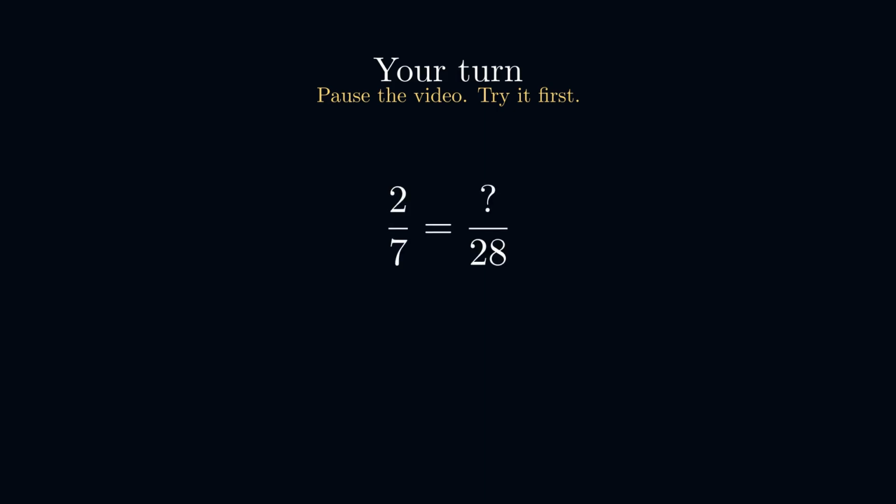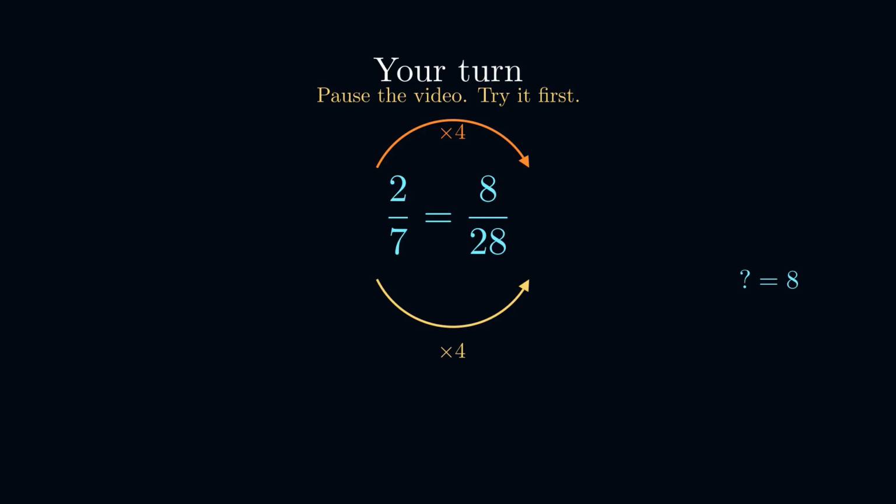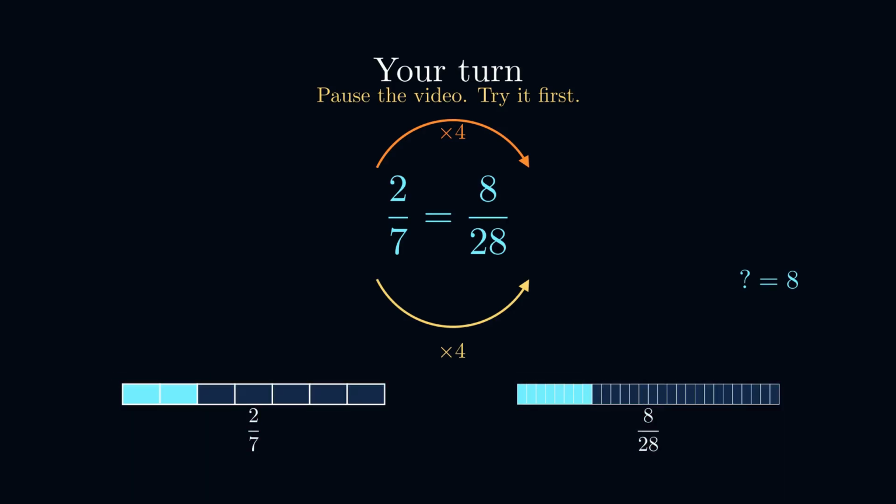First question, 2/7 equals what over 28? We begin with the denominator. 7 must become 28. 7 times 4 gives 28. So the denominator has been multiplied by 4. To keep the fraction equivalent, we must do the same thing to the numerator. 2 times 4 gives 8. So the missing numerator is 8. 2/7 equals 8/28. The bar model confirms it. The pieces are smaller, but the shaded amount is the same.